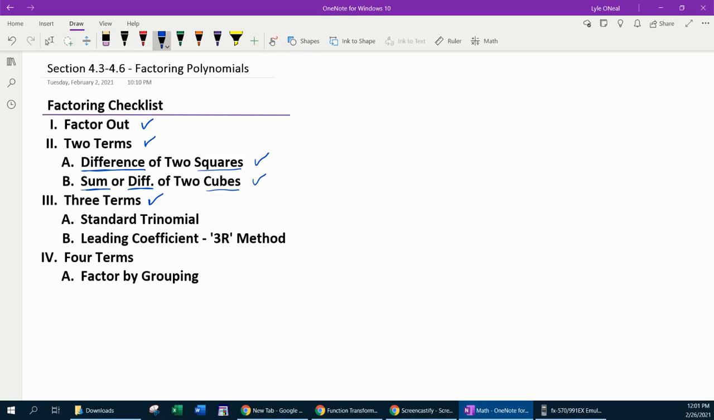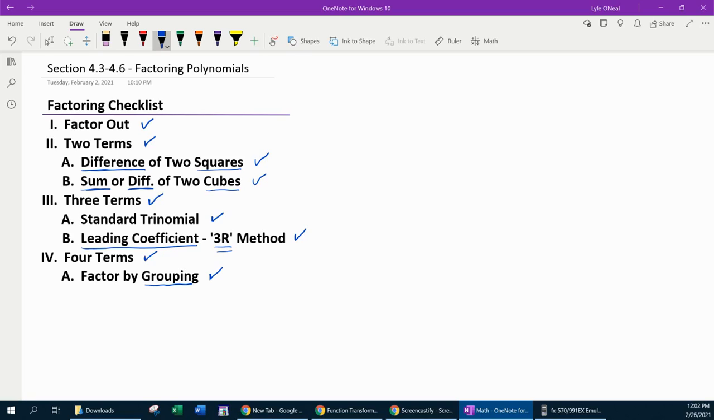Or if there are three terms, you could have what's called a standard trinomial, which means the coefficient of the x squared term is 1. Otherwise, if you have a lead coefficient, that's going to require a different technique, and I prefer the 3R method. There are other techniques for factoring trinomials with a lead coefficient, but I prefer the 3R method. And last, if you have four terms, you only have one option there, and that is factor by grouping. And that covers the checklist.